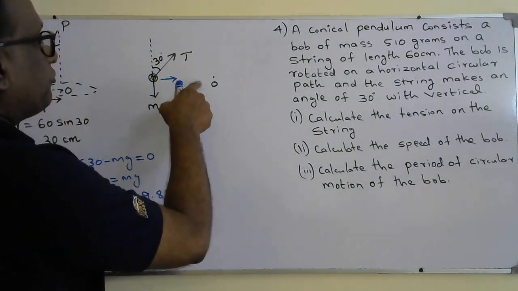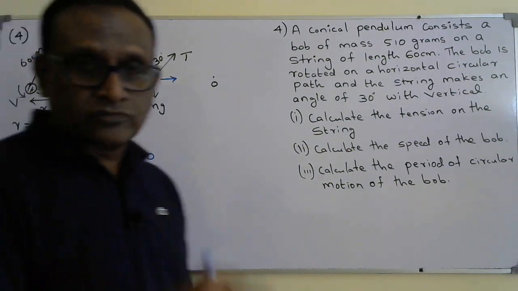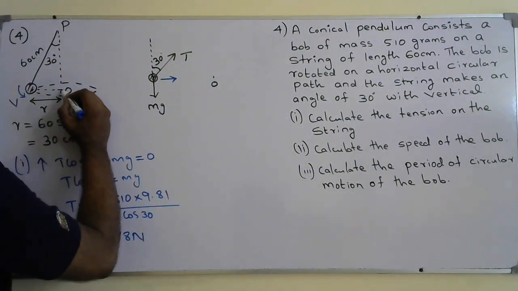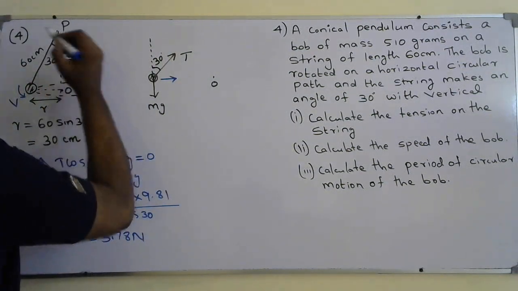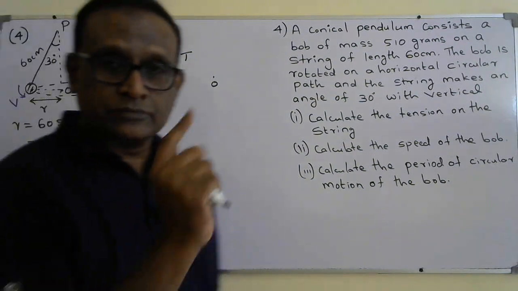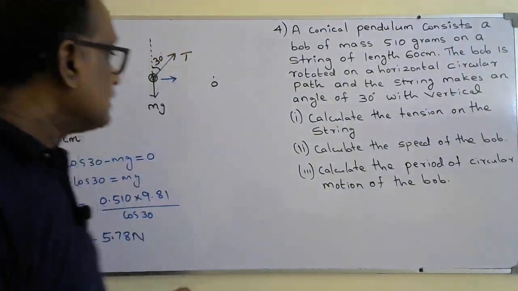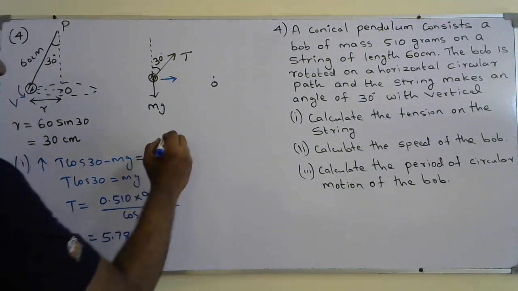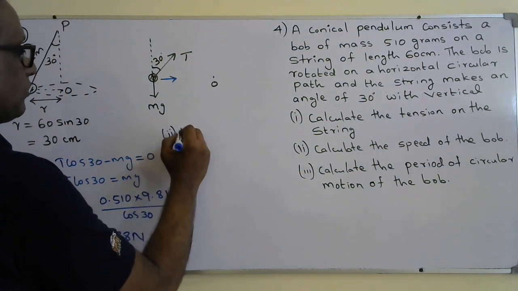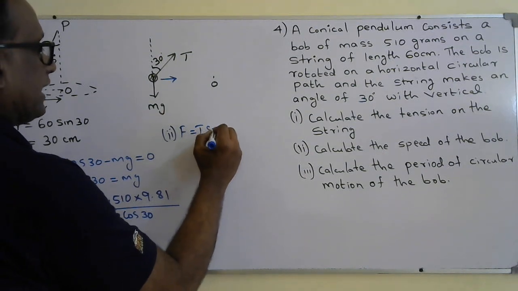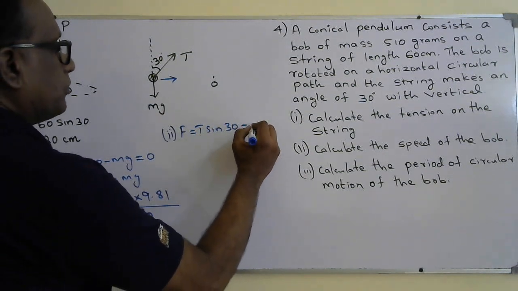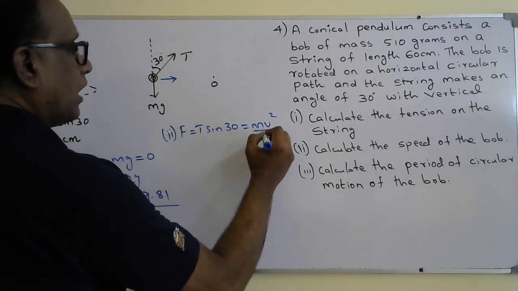So the centripetal force towards O, the center of the circular path, not P, O is the center of the circular path. It's moving on a horizontal circle, so O is the center. So the resultant force towards the center is the centripetal force, that is given by F equal to T sine 30. That is going to be mv squared over R.